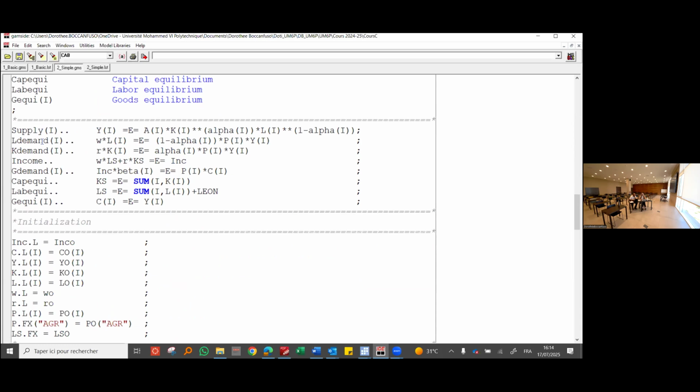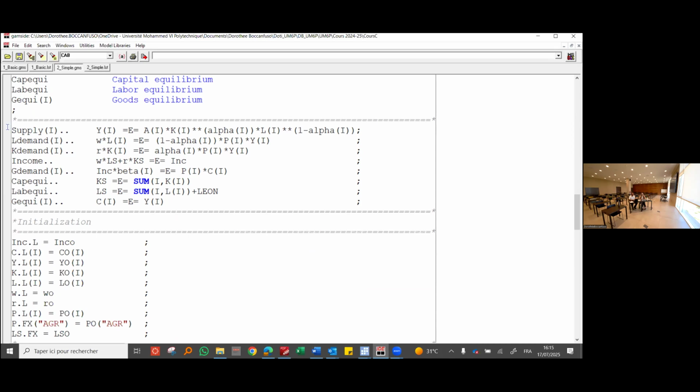In this part, GAMS reads each equation simultaneously. Then you can change the order of the equations, and there is no impact on the result. Before, it was not the case, but in this part you can change it without any problem.